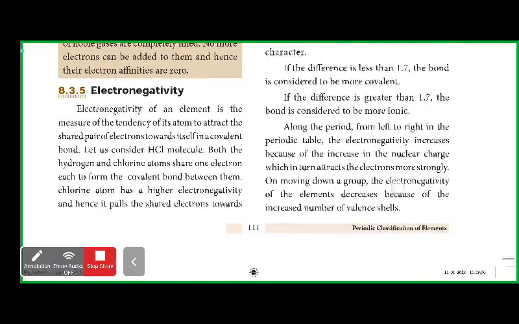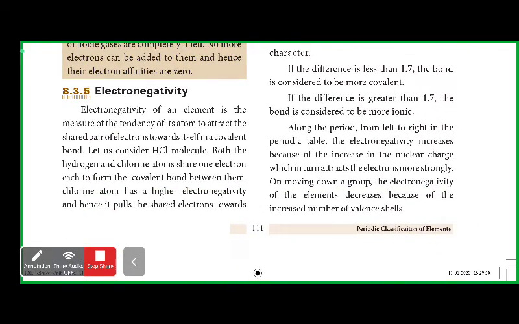Along the period from left to right in the periodic table, the electronegativity increases because of the increase in nuclear charge, which in turn attracts the electrons more strongly. For everything, the reason is nuclear charge. On moving down a group, the electronegativity of the element decreases because of the increased number of valence shells. Now if the valence shell increases, what happens to the nuclear charge? Decreases. What happens to the attraction? Decreases. So electronegativity also decreases.